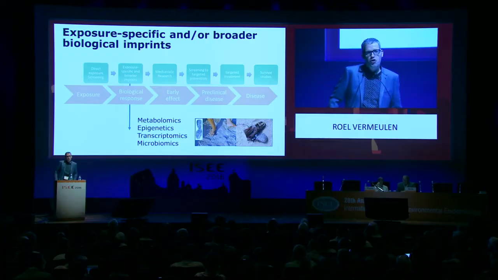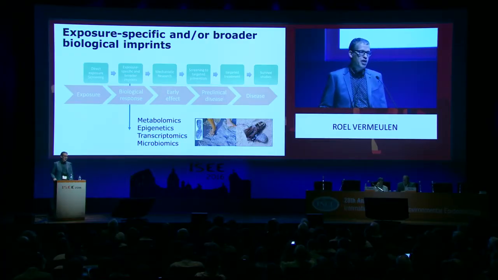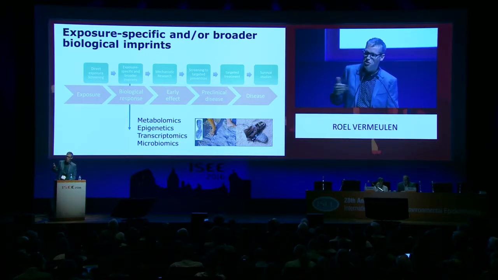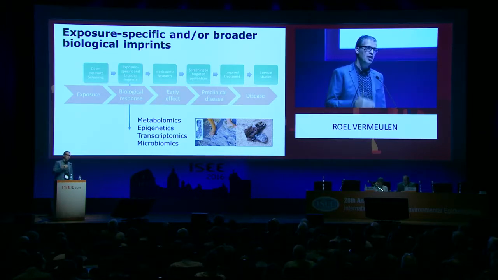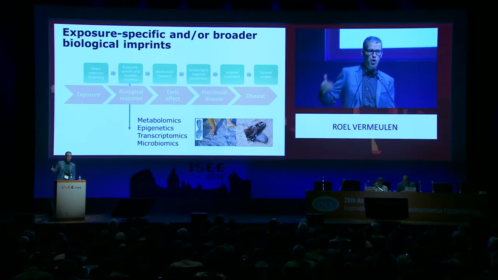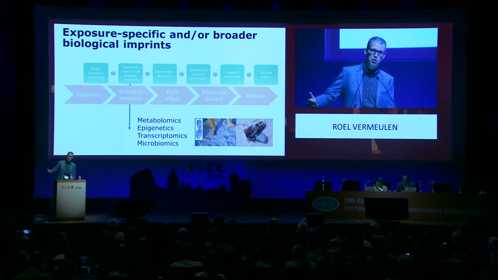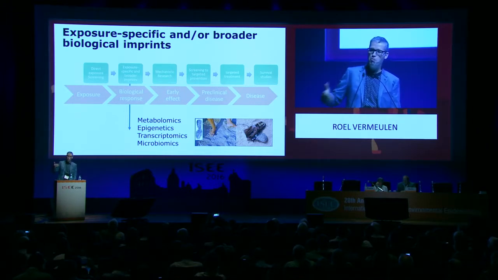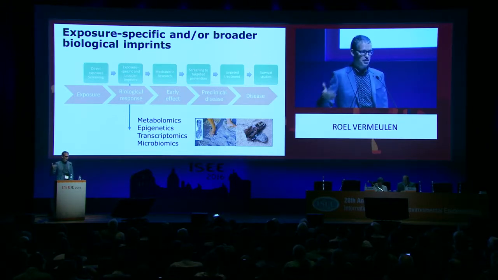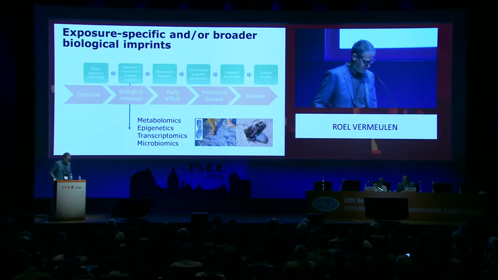So there's another approach that one could take, and that is not trying to directly measure the exposure as you do in metabolomics or adductomics, but to try to measure the imprint that certain exposures may have in the biological system. That may be an exposure-specific signal, or it may be a broader signal that has a biological imprint, or what could be termed an allostatic load. And we can do that by trying to use epigenetics, transcriptomics, or microbiomics.